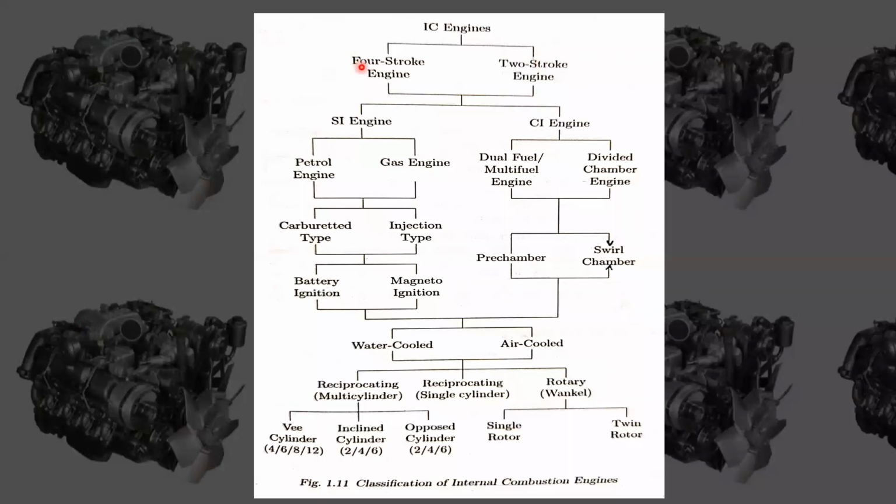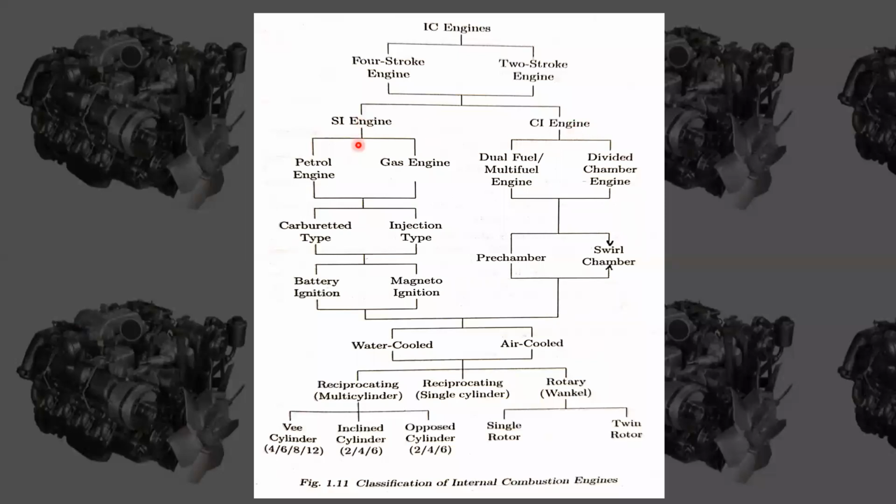Are you clear with that? In IC engines we have four-stroke engines and two-stroke engines. In the four-stroke engine we have both SI and CI engines. Also in the two-stroke engine we have both SI and CI engines. These are the two main engines, SI engine and CI engine.